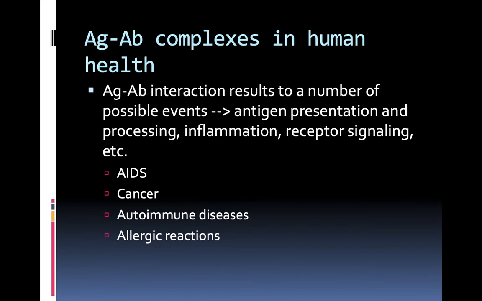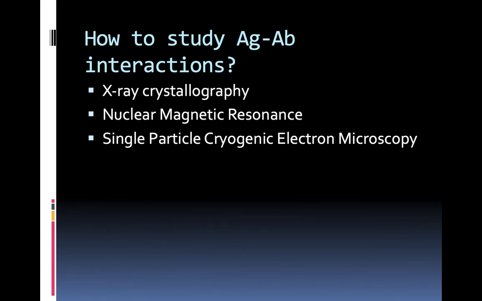Okay, now how can we study antigen-antibody interactions or antigen-antibody complexes? Okay, there are several methods or several techniques. So we have X-ray crystallography, we have nuclear magnetic resonance, and then we also have single particle cryo-electron microscopy. So let's take a look at each of them before I show you some videos. So first we have X-ray crystallography.